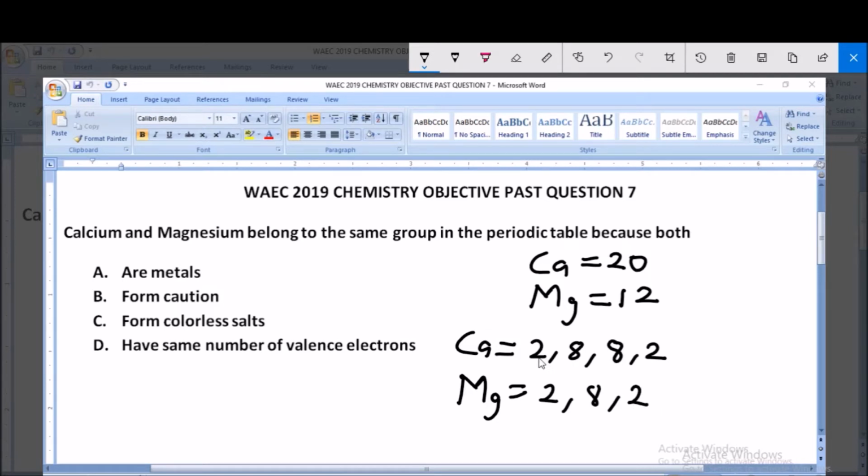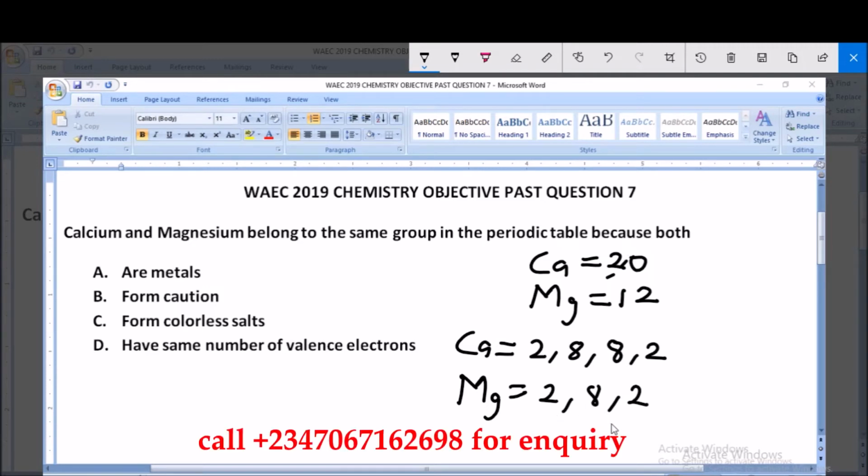You would notice that if you add the numbers for calcium, 2 plus 8 plus 8 plus 2 is 20, which is the atomic number for calcium. The atomic number is also the number of electrons as well as the number of protons, because an atom is neutrally charged. For magnesium, if you add 2 plus 8 plus 2, it gives you 12, which is also the atomic number of magnesium.